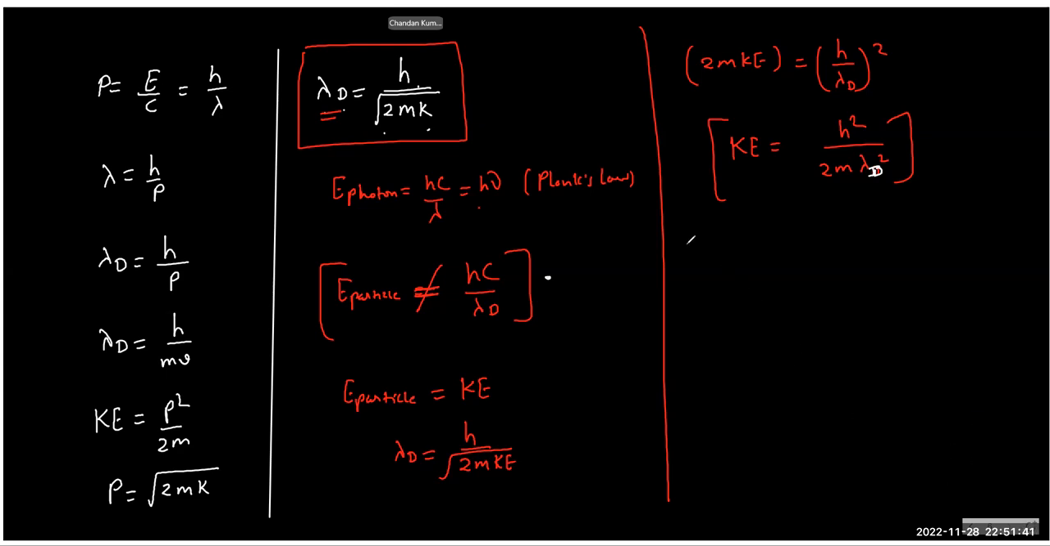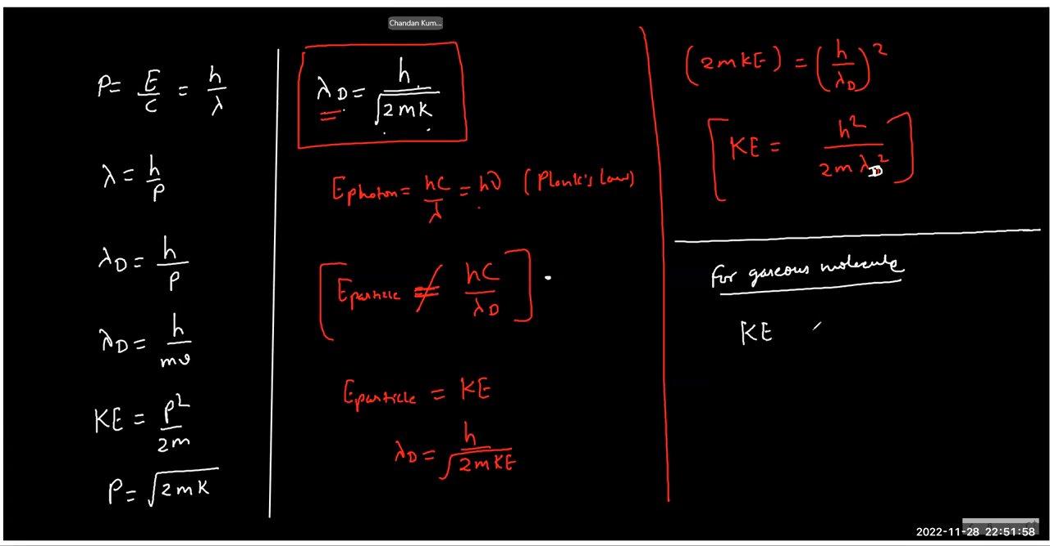Next, we have to write the de Broglie wavelength of other cases also, like for a gaseous molecule. We know that kinetic energy of a gaseous molecule is proportional to temperature, isn't it? So for a monatomic gas, how do you write kinetic energy? Equals 3/2 kT for every atom. Can we write like this? Okay. So if you can write kinetic energy as 3/2 kT, what will be the de Broglie wavelength?